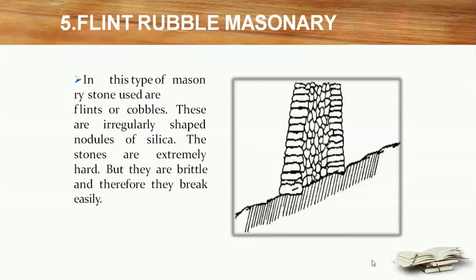Then next is the flint walling. In flint walling, flints of varying thickness from 70 to 150 mm and length 150 to 300 mm are used. The stones are extremely hard but brittle. The strength of the wall may be increased by providing tacking courses of bricks or tiles. In this case also, the construction may be coursed or uncoursed.